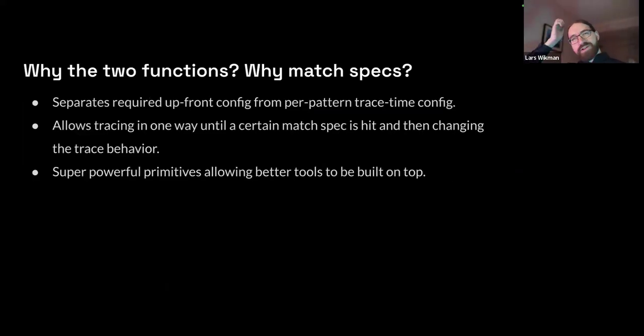So why are there 2 functions? Why is there not just one function call that gives you all this? And why are they so complicated? So the initial one, trace, sets up the required upfront config that you can't do at pattern matchy tracey time. So then we have trace pattern, which allows you to really configure what messages you want, because there might be a lot of noise coming from a particular function call. You might just care for a specific criteria. So these are super powerful primitives, and it allows you to build great tools on top of them.